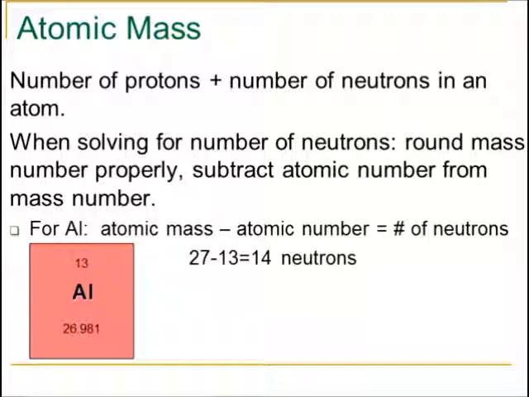So for example there, you have aluminum. It would be the atomic mass of aluminum, which we would round to 27, 26.981 would round to 27. We subtract our atomic number, which you see above the symbol there, 13, which would give us the number of neutrons for aluminum, which is 14.